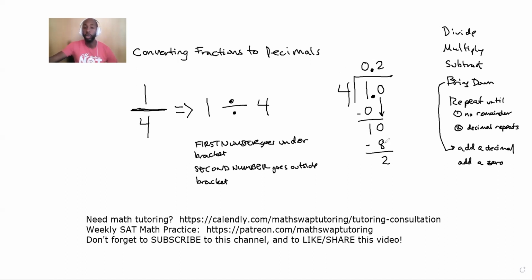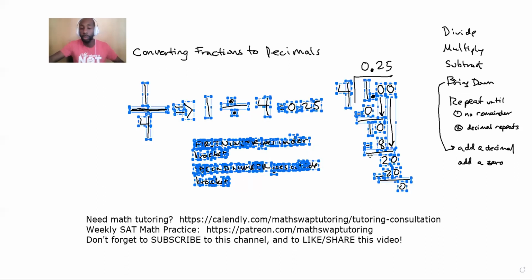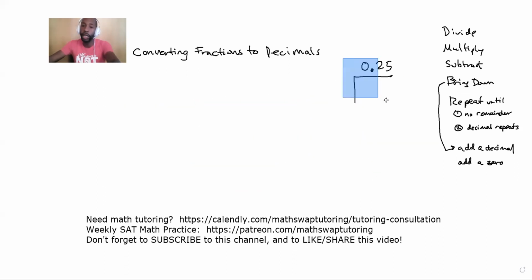All right, so we still have a remainder. So what do we need to do? We need to bring down. But we don't have anything to bring down, so we're going to add a 0. 4 goes into 20 5 times. 4 times 5 is 20. 20 minus 20 is 0. You have no remainder. So here is your answer, 0.25. So 1/4 as a decimal is 0.25. Okay. Now let's do another example. So it's not too bad. Not too bad, is it?